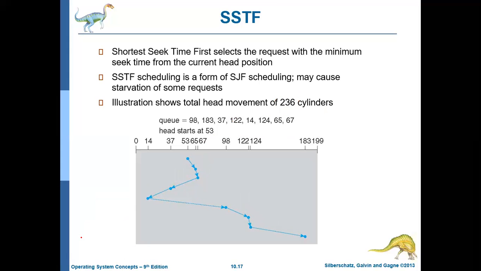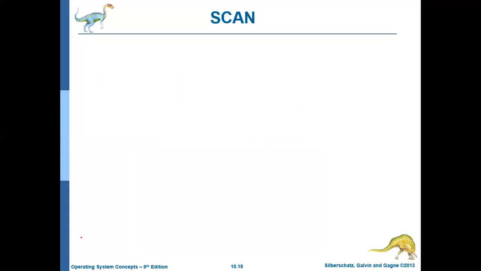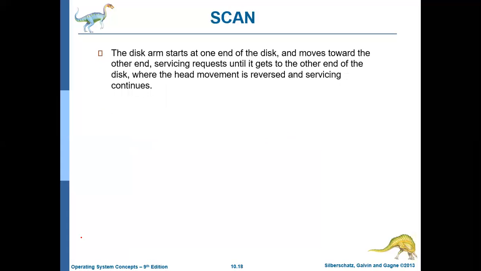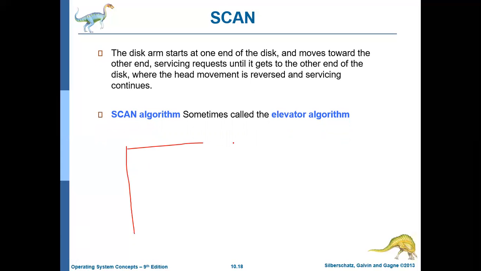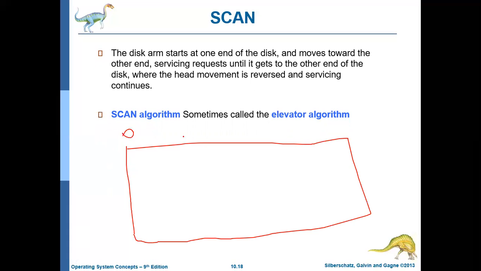Okay, so this is how the shortest seek time first algorithm works. The next algorithm that we'll be discussing is SCAN. Let us say this is the plot which shows the different cylinders. Say cylinder number goes from 0 to some 999, or whatever it may be.